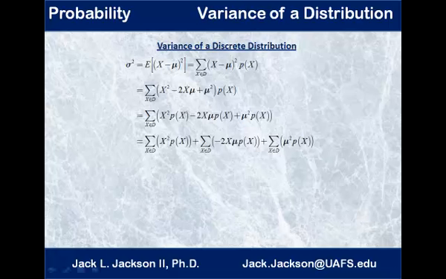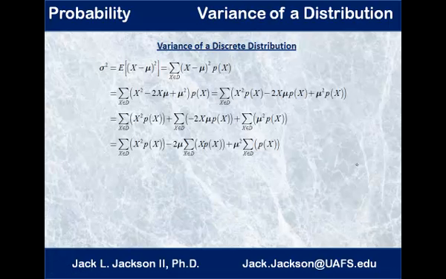Now let's see what else I can do. The middle one here, things that do not have an x in them can be factored out front, so I'm using the distributive property, factoring there. I can factor out the negative 2 and the mu. And the last one I can factor out the mu squared. So this gives me this expression at the bottom here, the sum of the x squared times p of x minus 2 mu times the sum of the x times p of x plus mu squared times the sum of the p of x. Let's start on the far right.